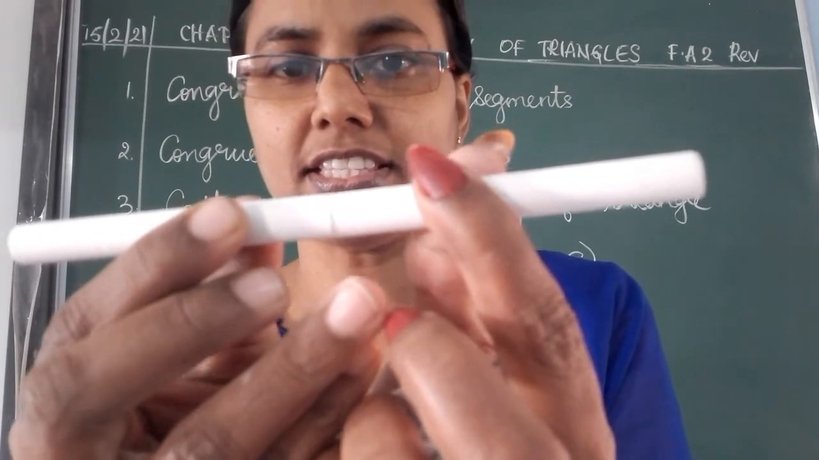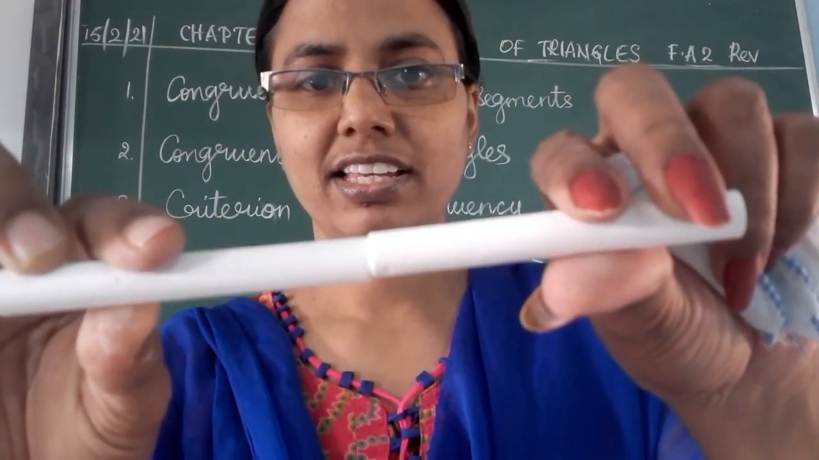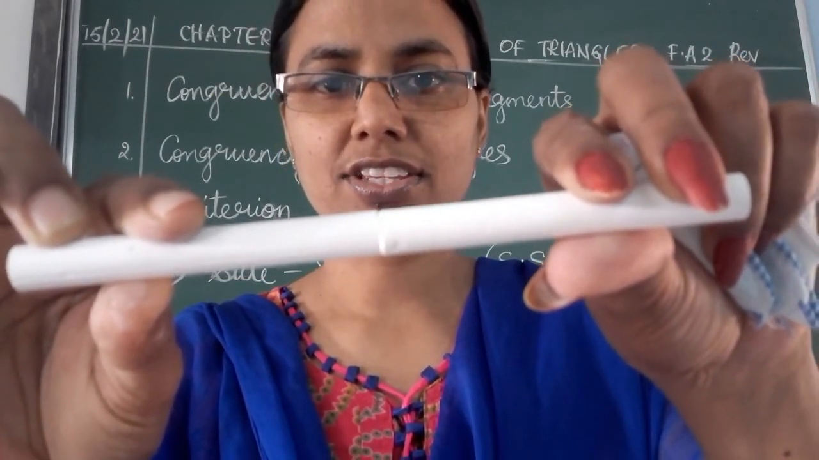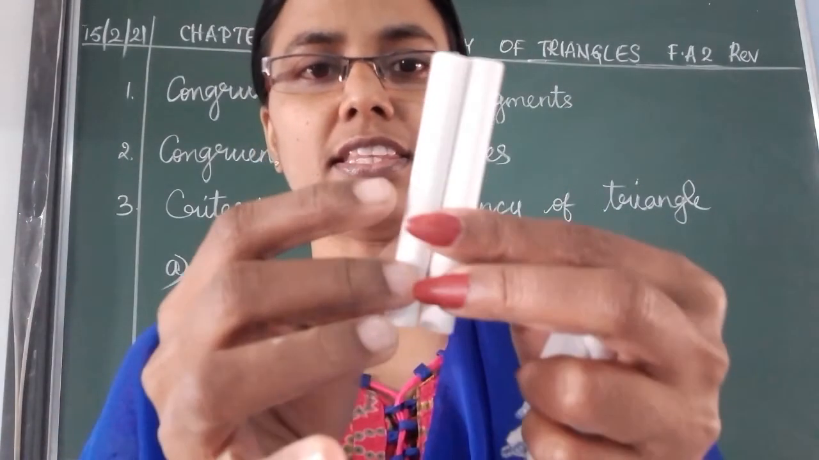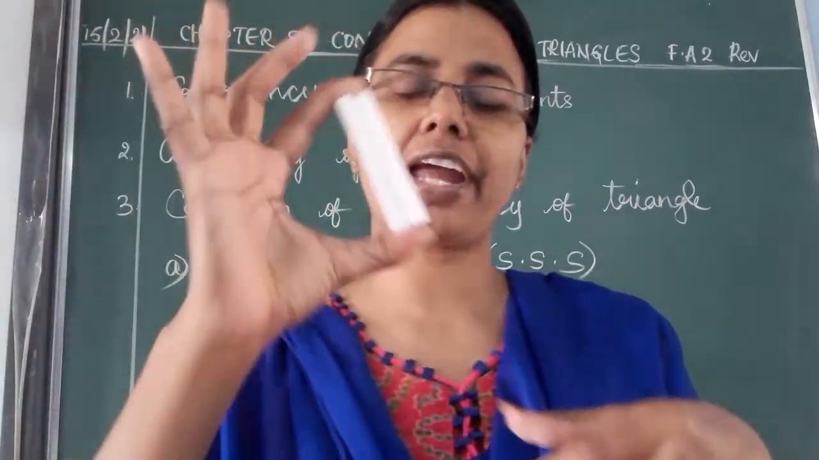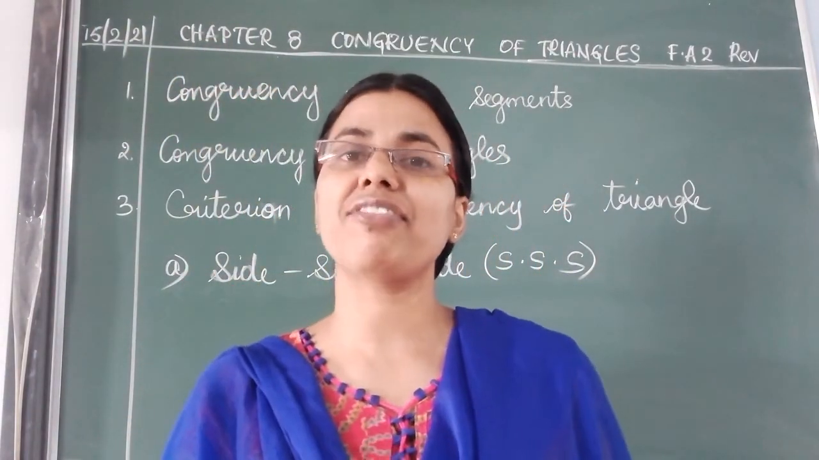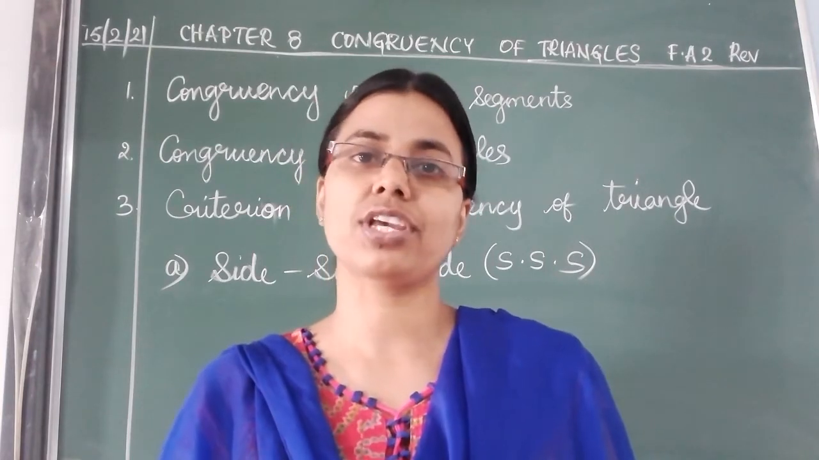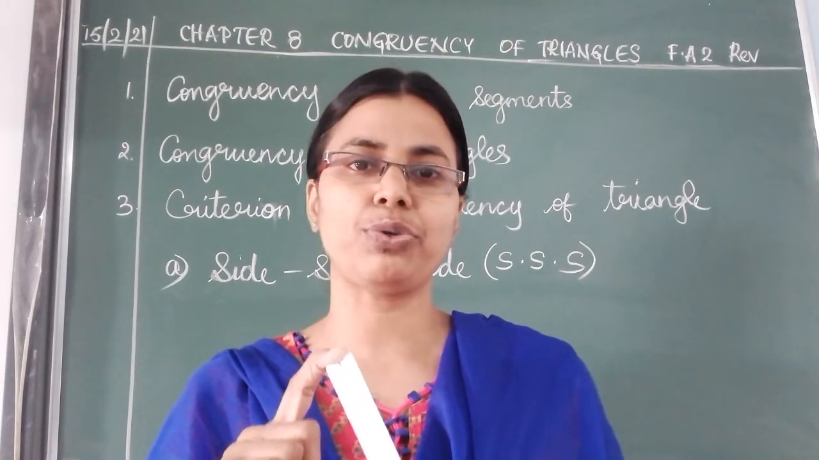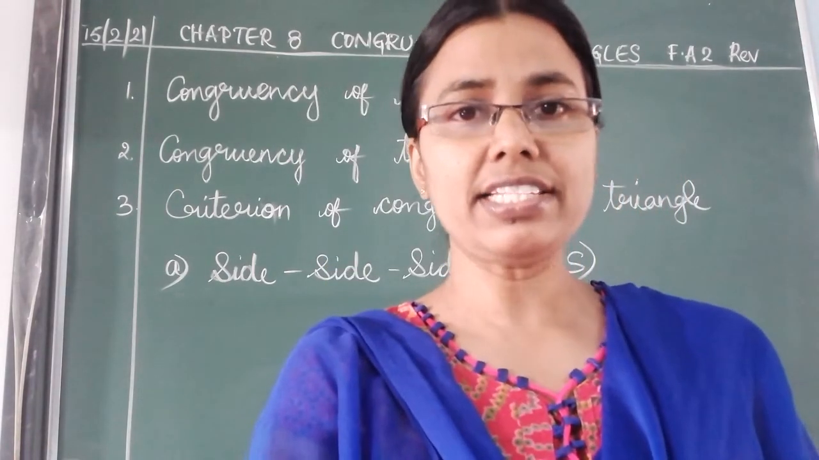See, this length is the same, and if you check this length, this is the same, and then this also is the same. So you can see that two objects are congruent to each other when they have the same shape and size. When shape and size are the same, they are said to be congruent to each other. Understood? Means congruency of line segments.